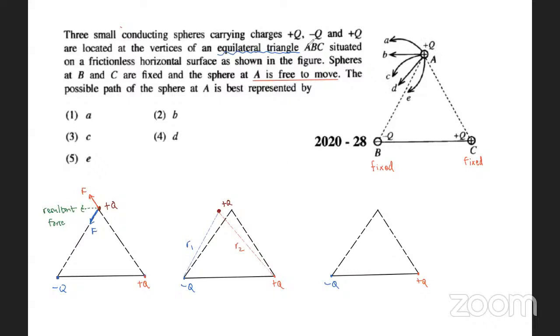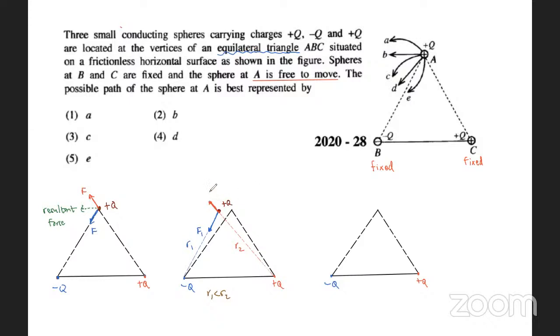Okay, who is bigger, R1 or R2? Obviously, you should be able to recognize R1 is smaller than R2. Therefore, the force given by the minus Q charge will be larger. So we draw a larger arrow here, F1. And the force given by plus Q charge will be relatively small, F2.